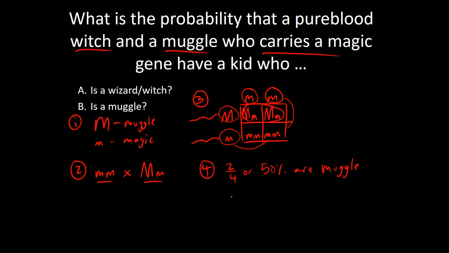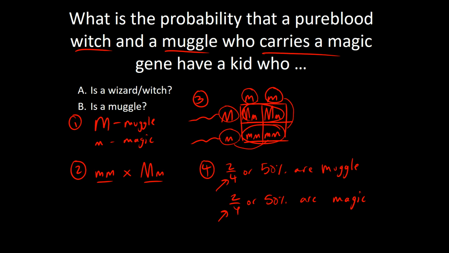Okay, that also means that 2 out of the 4 here, in these bottom 2, or 50%, are magic. Okay. All right, cool. And that's how we answer that. So when you guys do these questions, you can leave it as a fraction, or if the fraction is easy to make into a percent, you can do that. If it's not easy to make into a percent, then we can just leave it as a fraction.